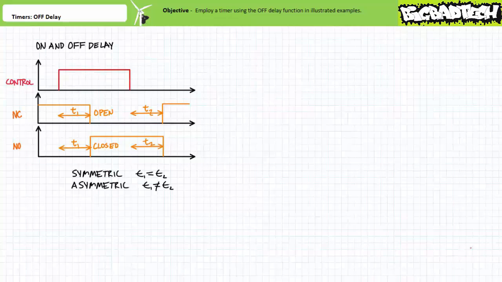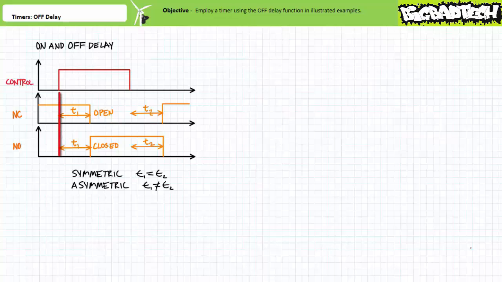A timing diagram of a timer executing the on and off delay function would look like this. An on and off delay, as the name implies, executes a combination of the on delay and off delay function. When the controlling input is energized at this instant here, the associated contacts do not immediately switch to their opposite state. The normally closed contact remains closed, and the normally open contact remains open.